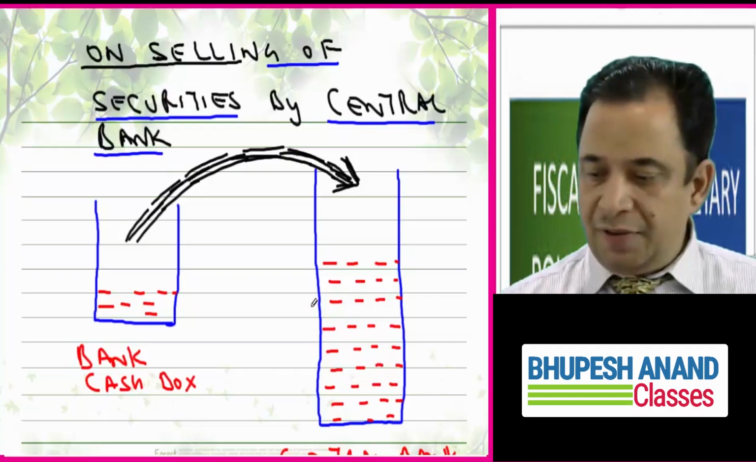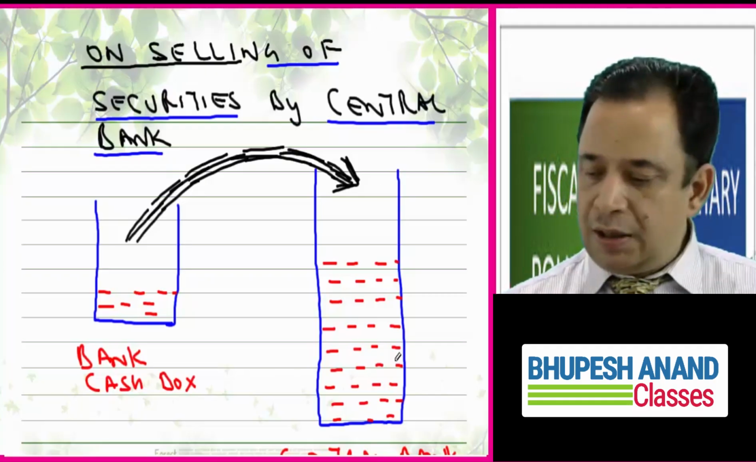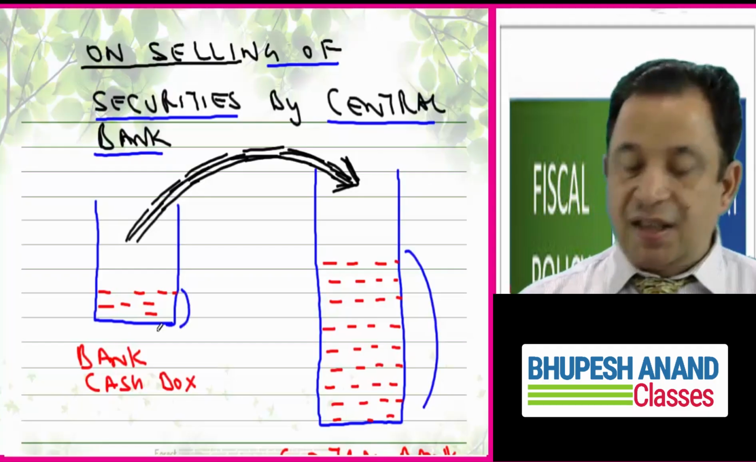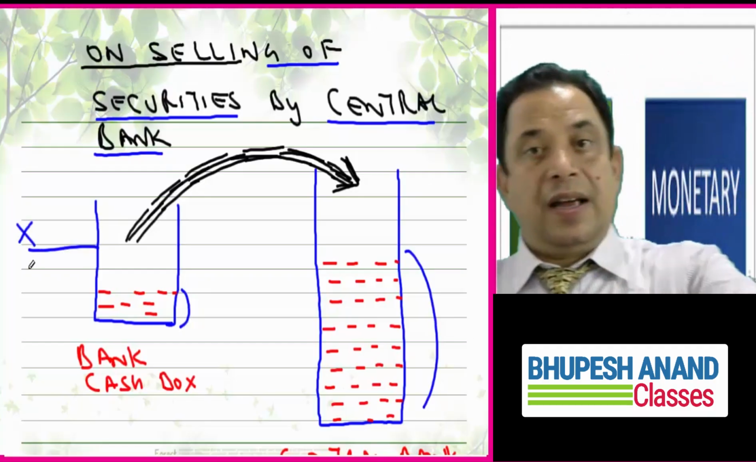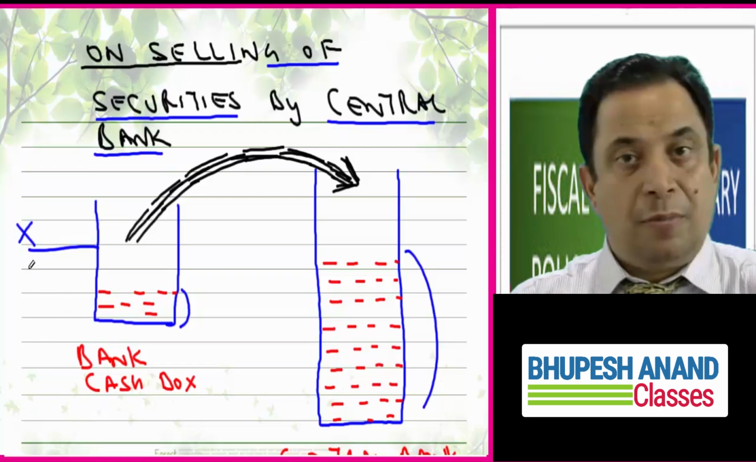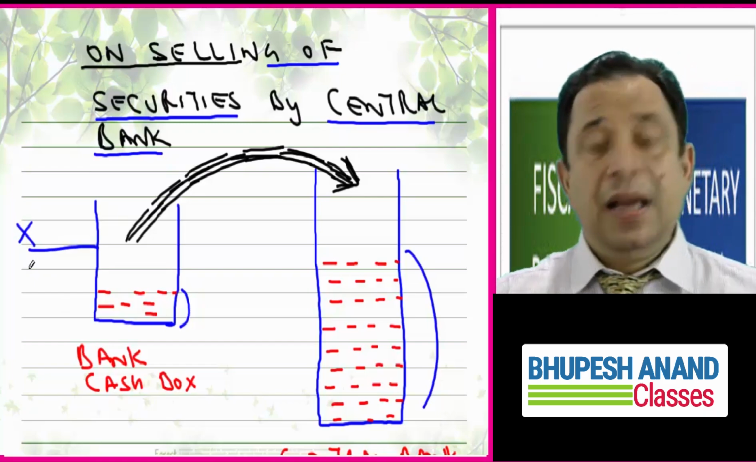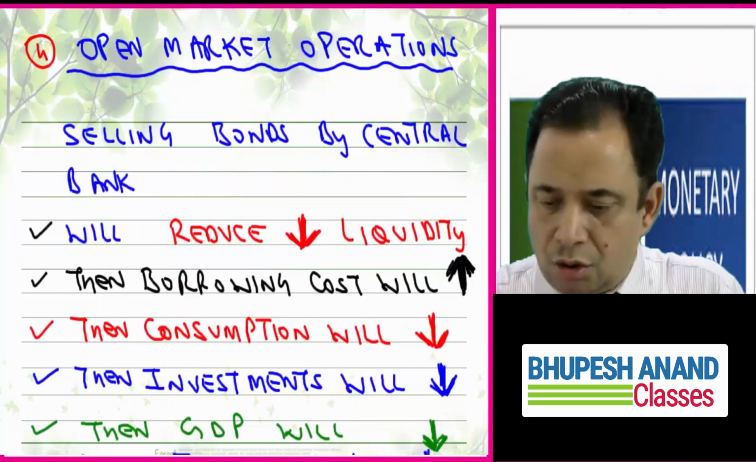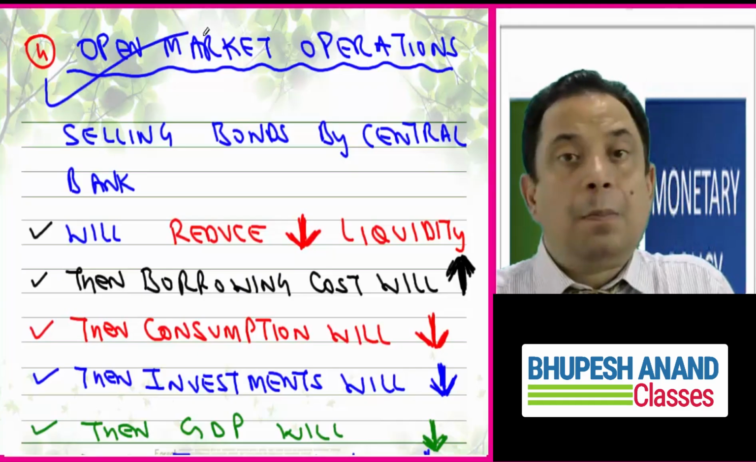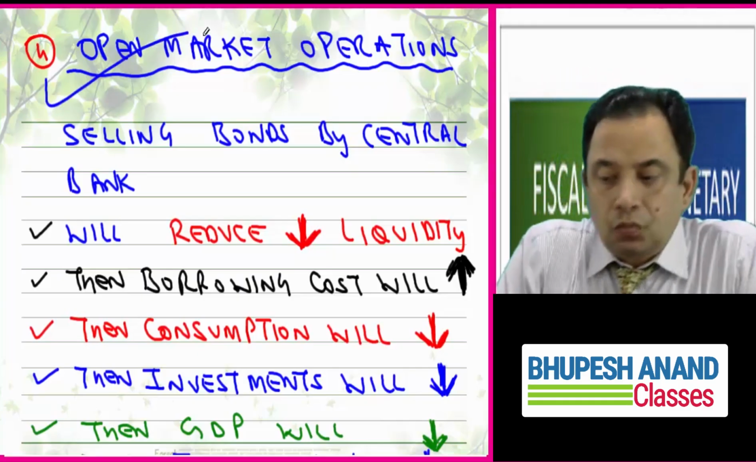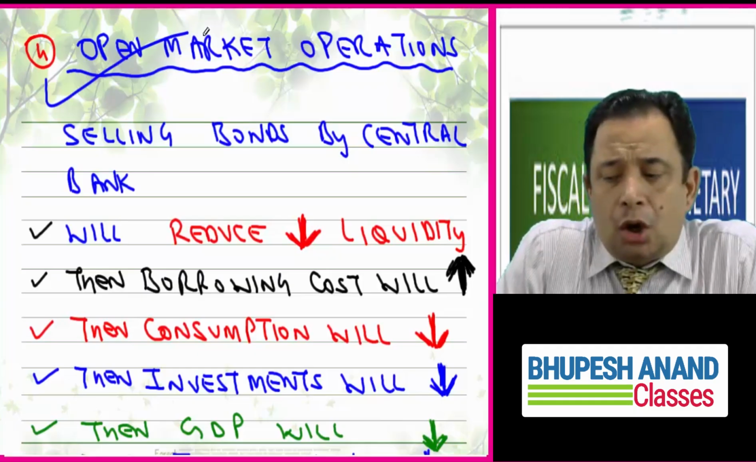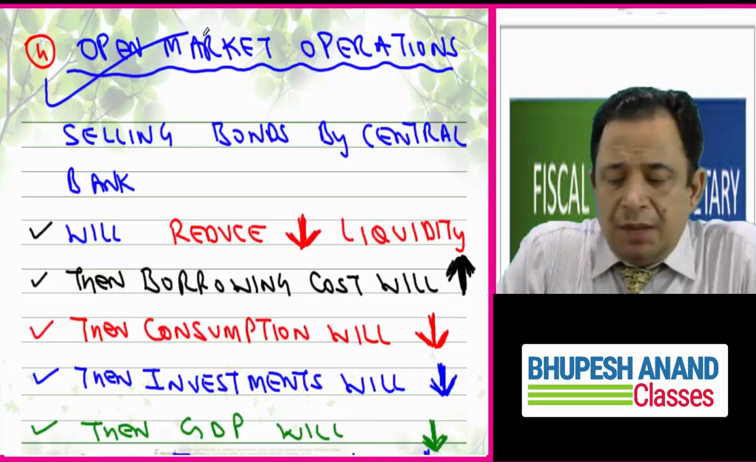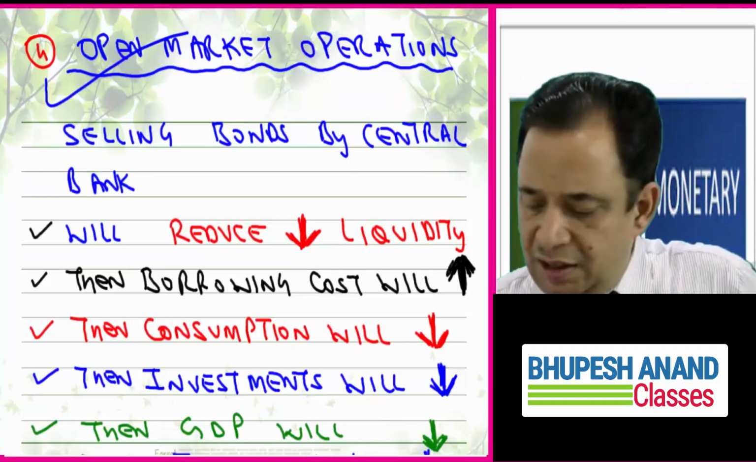Just see, on selling the securities, the balance of the commercial bank has decreased. When the balance decreases, they will have less money to give as a loan. They will have less liquidity, and ultimately interest cost will increase. So we are on open market operations. Selling bonds by central bank will reduce liquidity, then borrowing cost will increase, then consumption will decrease, then investment will decrease, then GDP will decrease, and inflation will decrease.